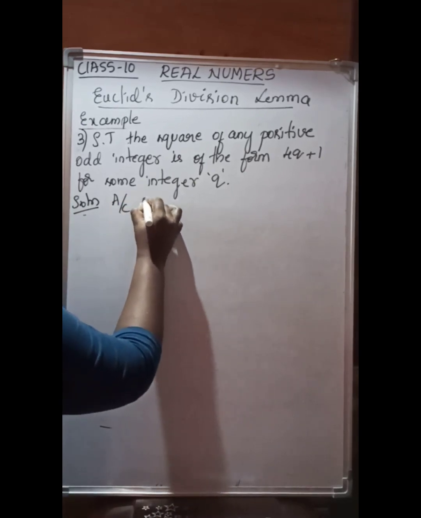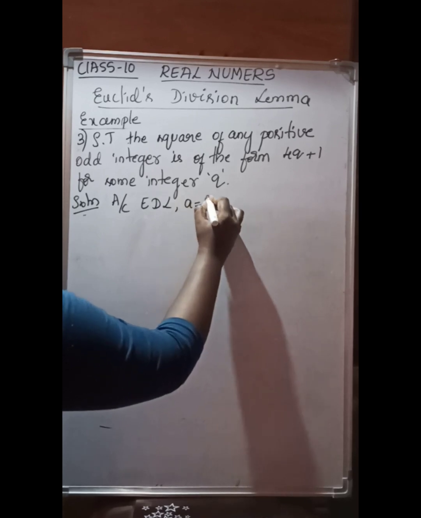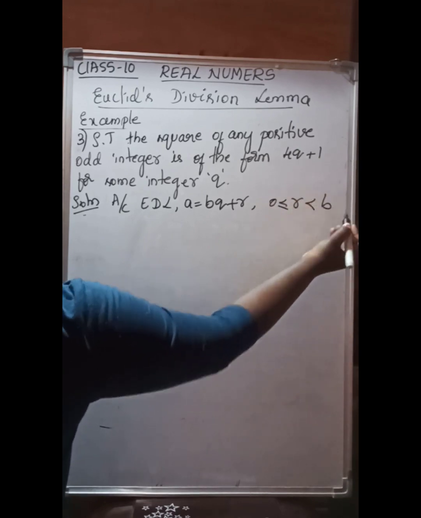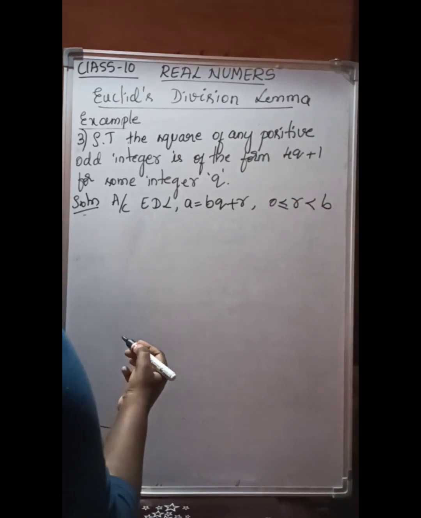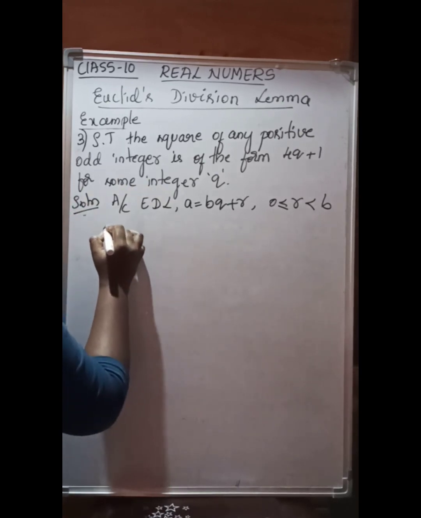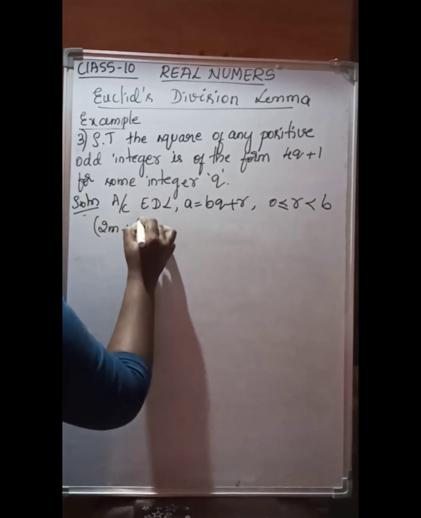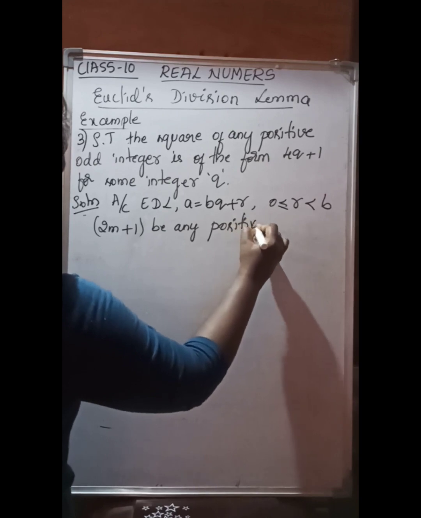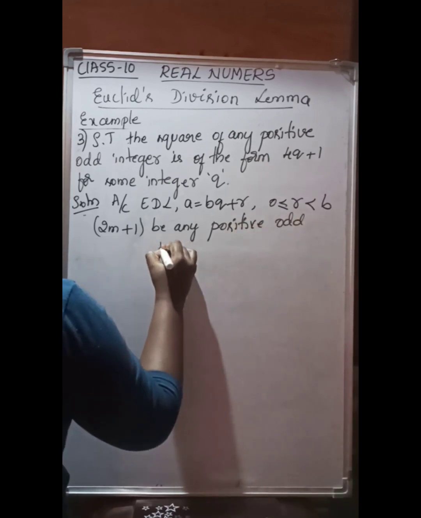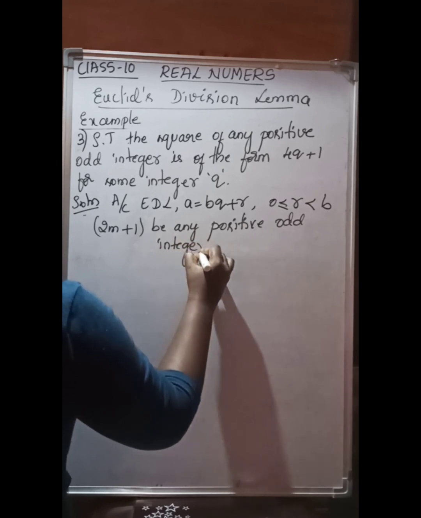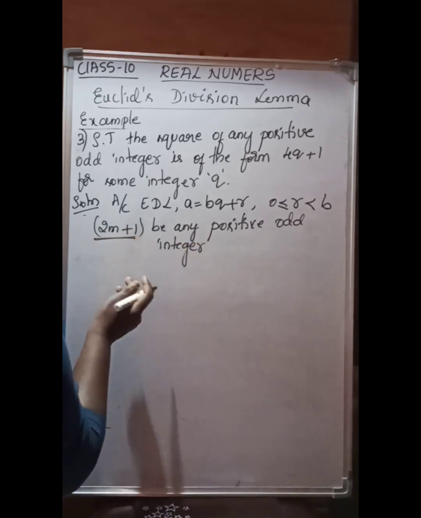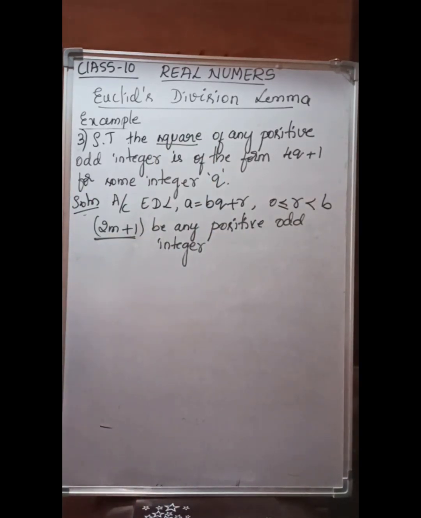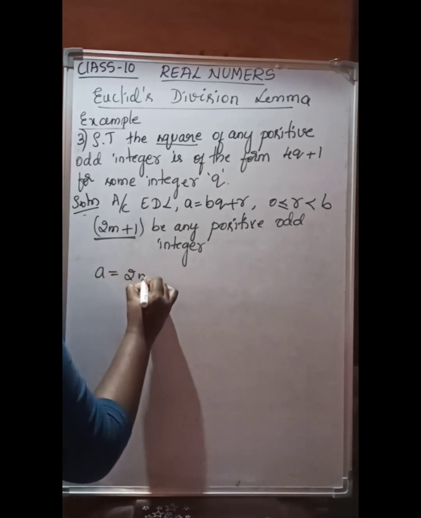according to Euclid's division lemma, we have a statement that is a equals bq plus r, where r is greater than or equal to 0 and less than b. Okay, now consider any positive integer, it's up to you. Now I will consider 2m plus 1 be any positive odd integer. Now by considering this, I have to do square to that, then I have to prove it will exist or not. Now consider this as 2m plus 1.